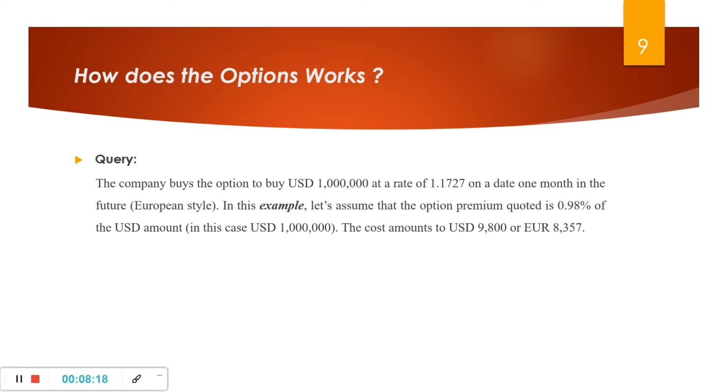In this example, let's assume that the option premium quoted is 0.98% of the USD amount, in this case USD 1 million. The cost amount in USD would come to 9,800, or in euro it's 8,357.